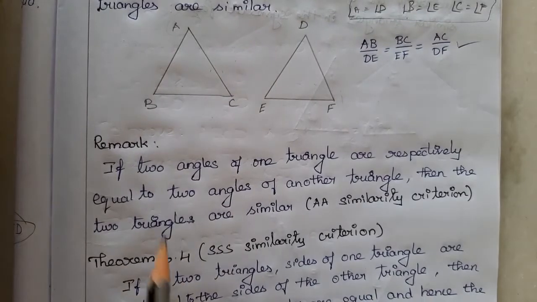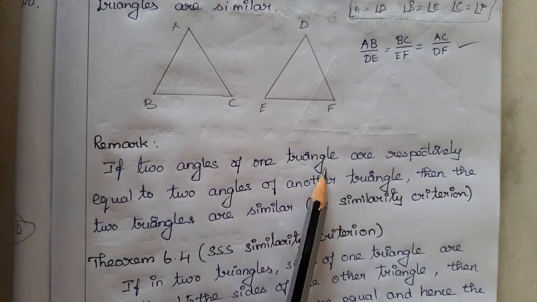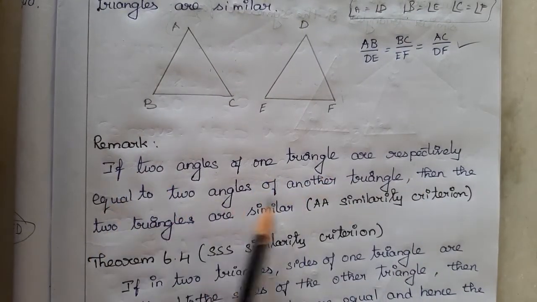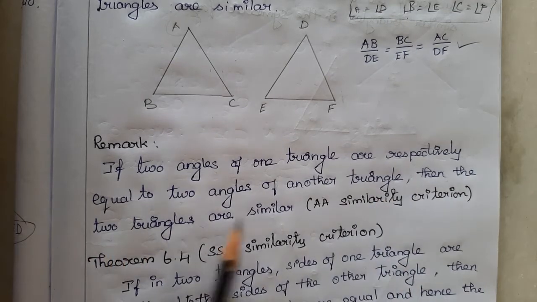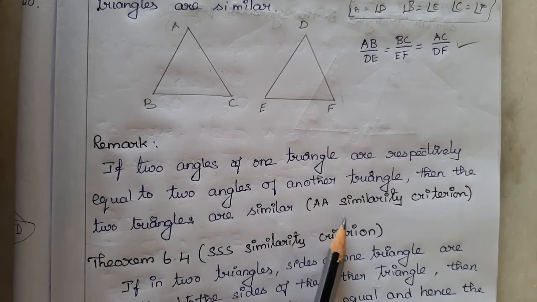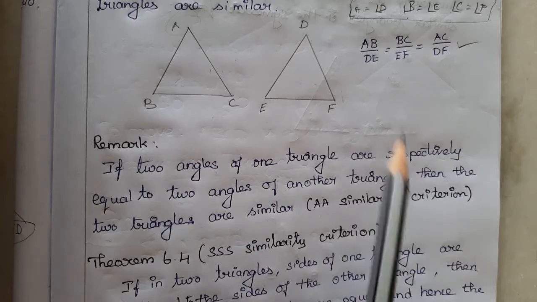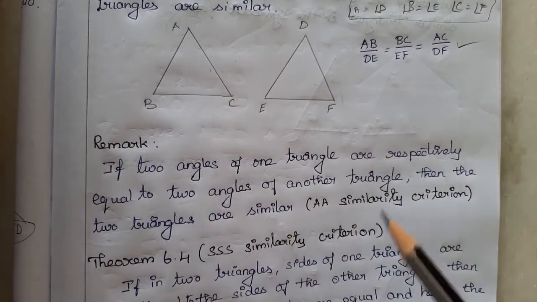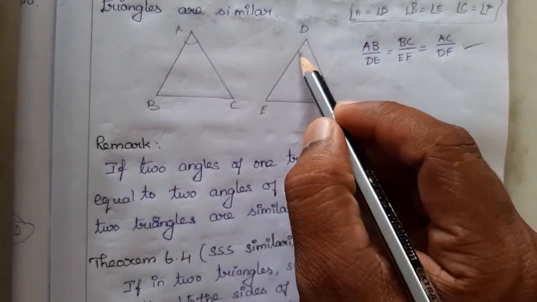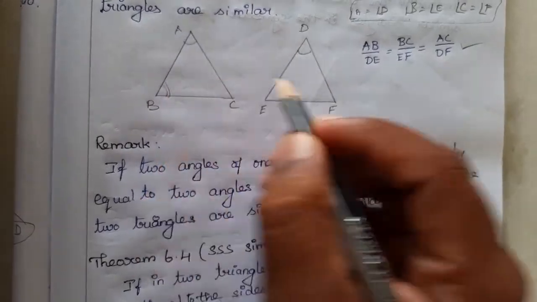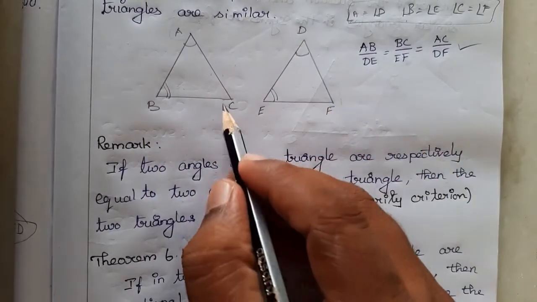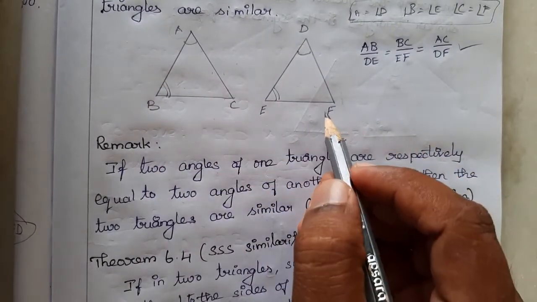And here we go for the remarks. If two angles of one triangle are respectively equal to two angles of another triangle, then the two triangles are similar. This we call the AA criterion. Here they are saying only two angles are enough to prove. Yes, right? If we just prove angle A is equal to angle D and angle B is equal to angle E, angle C also should be equal to angle F.